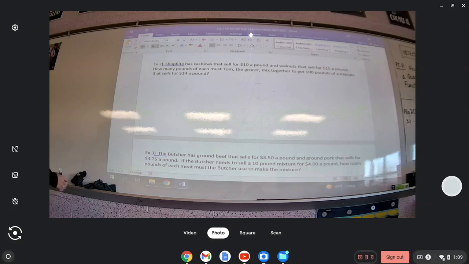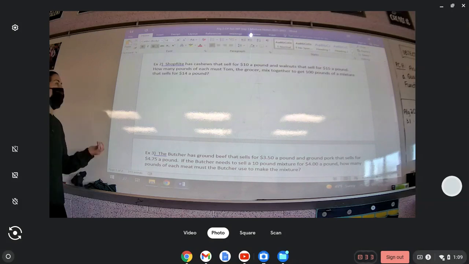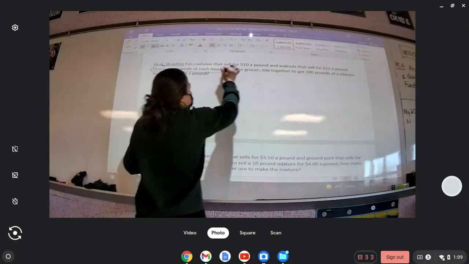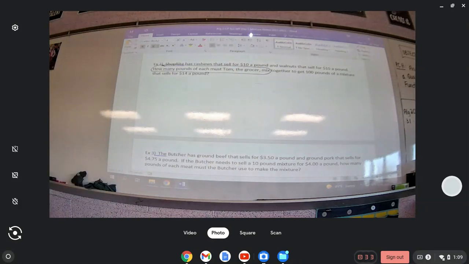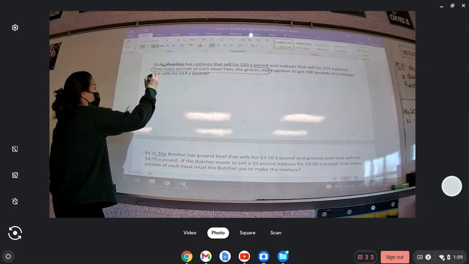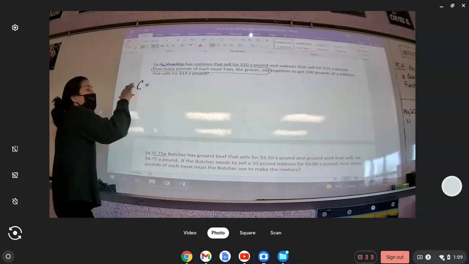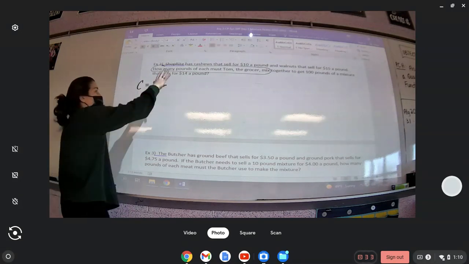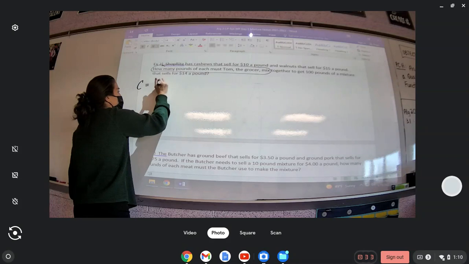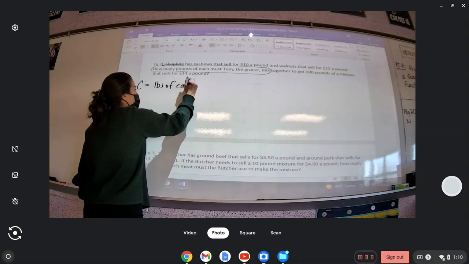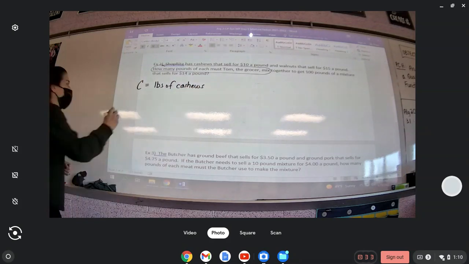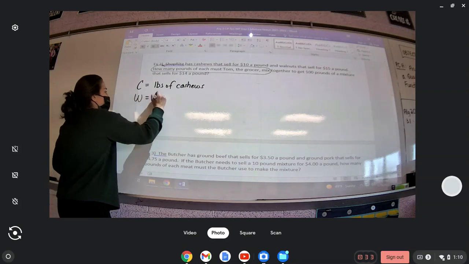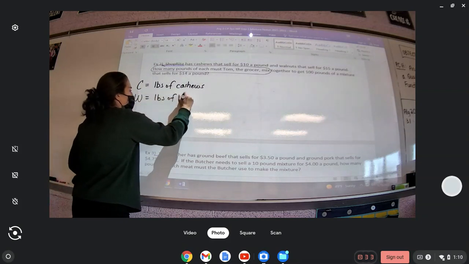All right, guys, what have you just been asked to find? How many pounds of each must he mix? What's he mixing? Walnuts and cashews. So what's the variable we could use for cashews? C. So that's going to be the pounds of cashews. They asked us to find how many pounds. So that's going to be pounds of cashews that we need to put into this mixture. And then we're mixing it with walnuts. So let's do W. That'll be the pounds of walnuts.